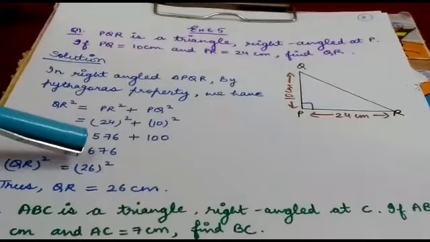Now when we transpose this, we get minus 49 on the LHS. 625 minus 49 is 576. Now we know that 576 is the square of 24. So BC square is equal to 24 square. And when we cancel out the squares, comparing the bases, BC will become 24 centimeter.